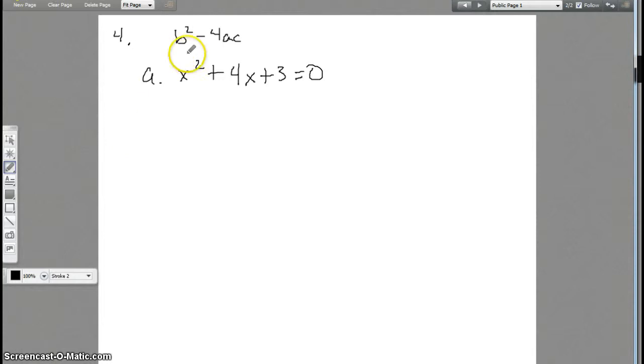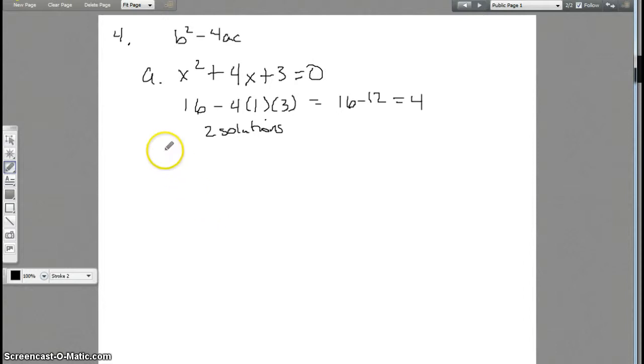Remember, our discriminant is b squared minus 4ac. Our b is 4. When we square that, we have 16. And then we do minus 4 times our a times our c. Our a is the number in front of x squared. Since there's nothing there, it's understood to be 1. And then our c is the 3 here at the end. So the math problem we need to do is 16 minus 12. That equals 4. Since the discriminant is positive, that means that we have two solutions. So two solutions is the answer for part A.